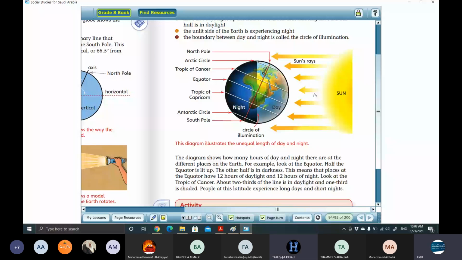Any questions so far? No. Shall we take the structure of Earth, or is that sufficient for you?